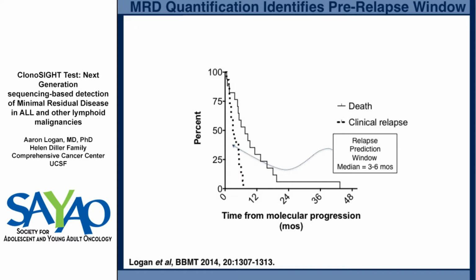I think that a different prospective study might give more robust data because this was a tissue bank-based study, so it was catch as catch can. The samples were not all coordinated at the same exact time points. But nonetheless, there is almost certainly a window where you can detect MRD progression prior to clinical relapse.